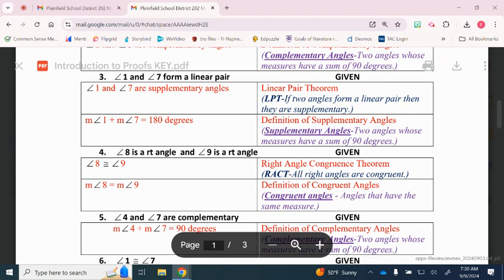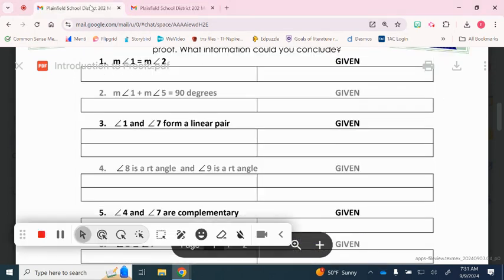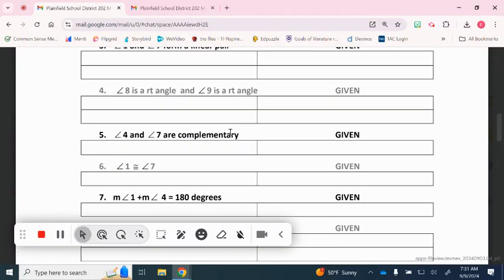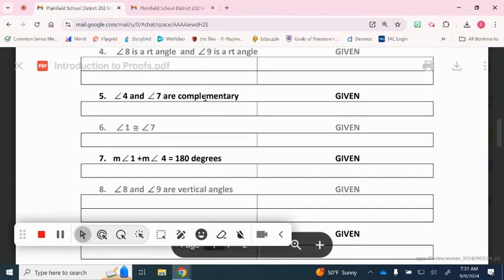All right, now let's head back to the other document. So if we take a look at this, we're going to look at angles 4 and 7 are complementary. So what do we know about that? If 4 and 7 are complementary, what do we know? Go ahead. The sum equals 90 degrees. So that's what I'm going to write down here.